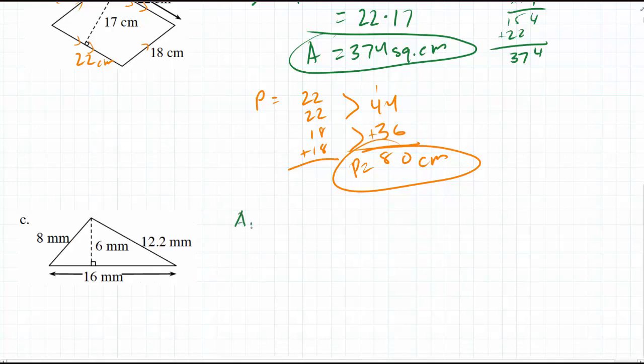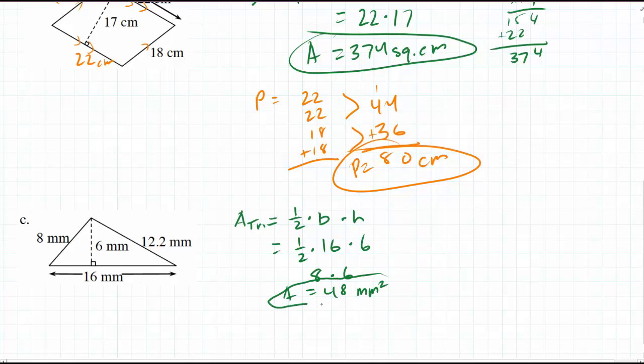Lastly, we have the area of a triangle. Okay, area of a triangle. The formula is half times the base times the height. Well, we have half, the base is 16, the height is 6. Okay, and half of 16 is 8 times 6 is just 48. So the area is 48 square millimeters.